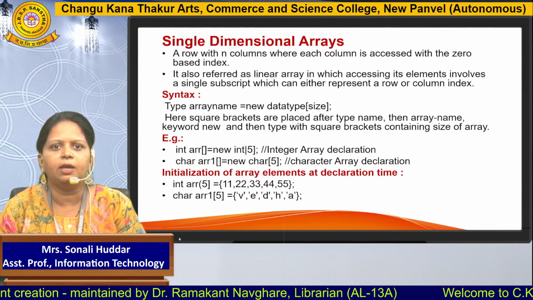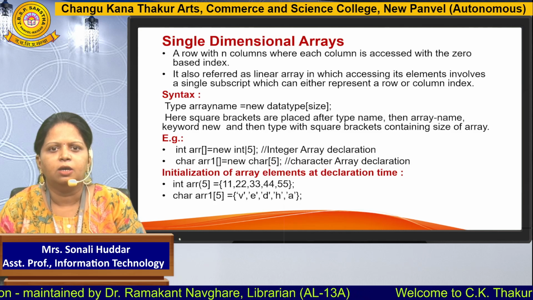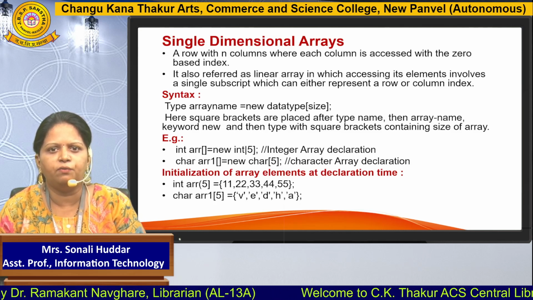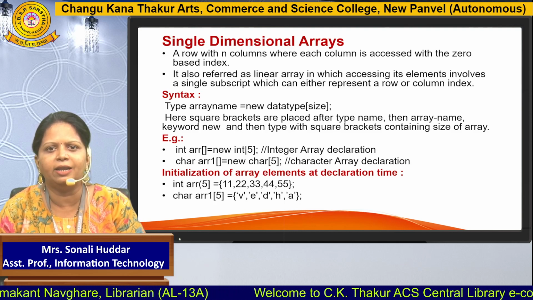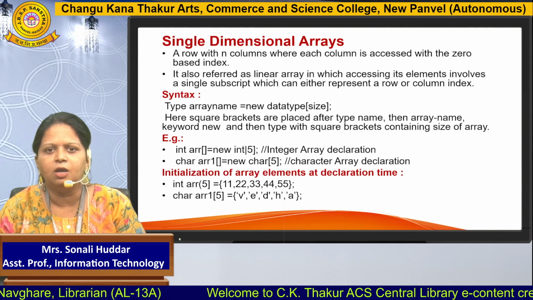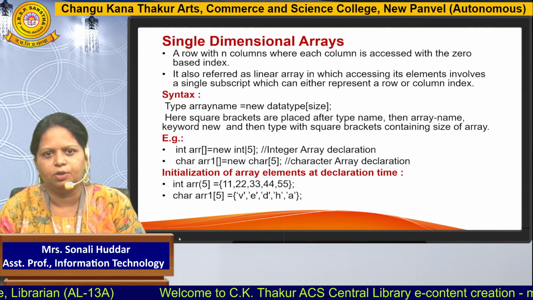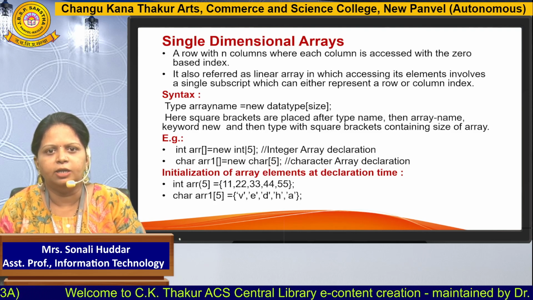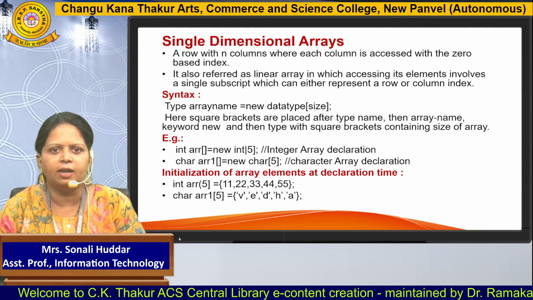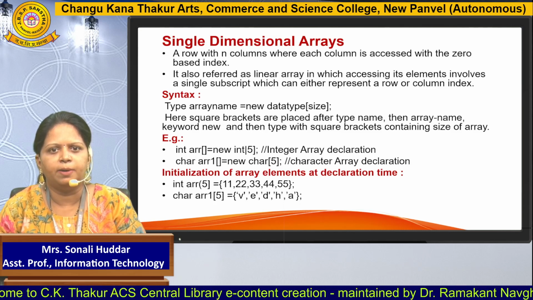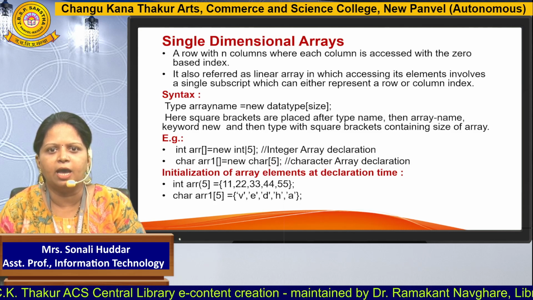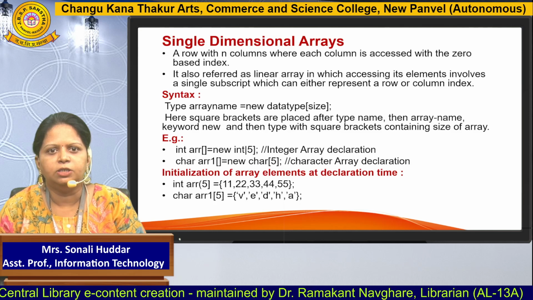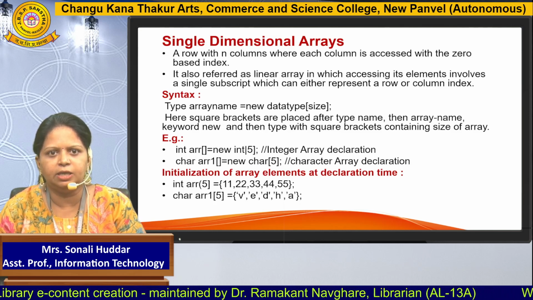For example, int arr square bracket is equal to new int of 5. So here we are declaring an integer array with a total size of 5. So one can store 5 elements in this arr array. Another example is char arr1 square bracket is equal to new char 5. Here you are declaring one character array which has a total of 5 elements in it.